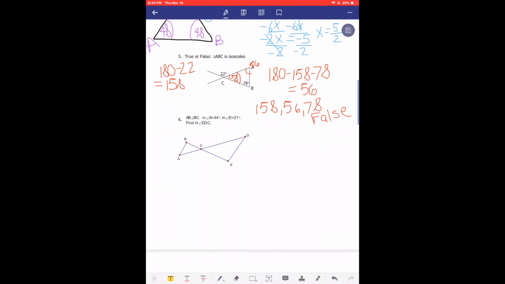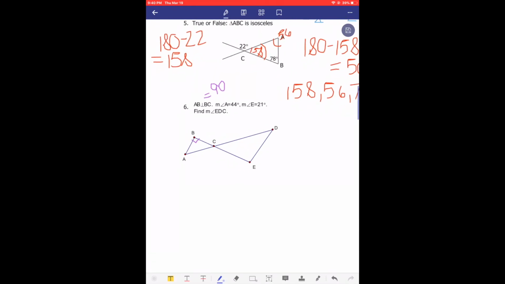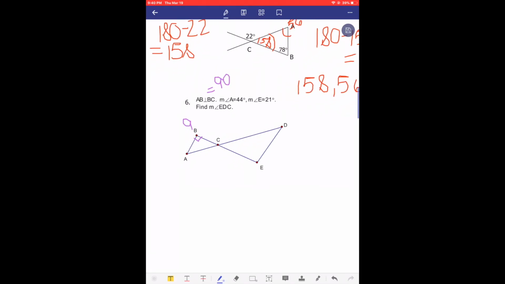Question number 6. AB is perpendicular to BC. So perpendicular means that they form right angles, which are 90 degrees. That can symbolize that with a little box. Again, we know that is 90. Measure of angle A is 44. And measure of angle E is 21. Find the measure of angle EDC. So I'm looking for this angle over here.